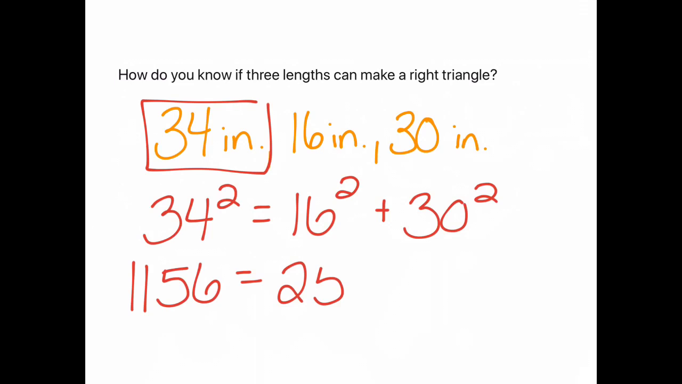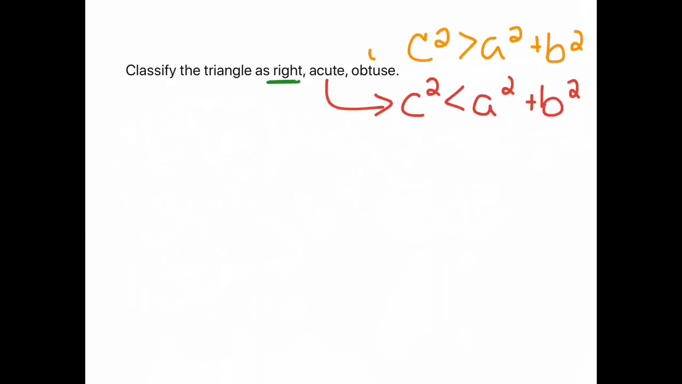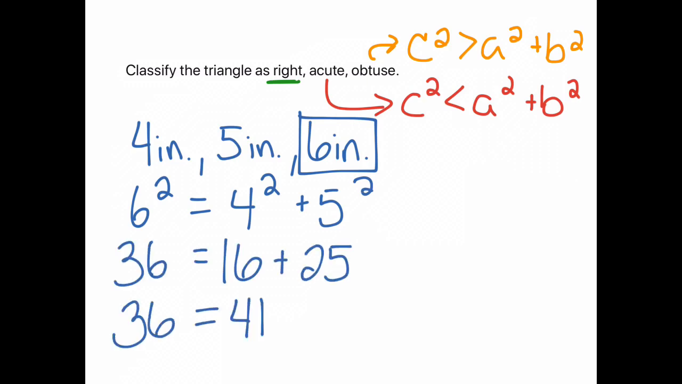Our next one wants us to classify the triangle as right, acute, or obtuse. So the one that we just did gave us 3 lengths, and they were equal to each other, so that made a right triangle. If c squared is less than a squared plus b squared, it's an acute triangle. And if c squared is greater than a squared plus b squared, it's an obtuse triangle. So with these 3 here, the 6 would be the largest, so it would be our hypotenuse. So remember our hypotenuse squared, and I'm just going to put an equal sign in there just to hold the place. And then let's solve this. So when we solve, we see that 36 does not equal 41, so it's definitely not a right triangle. And instead, 36 is less than 41, which makes this an acute triangle.